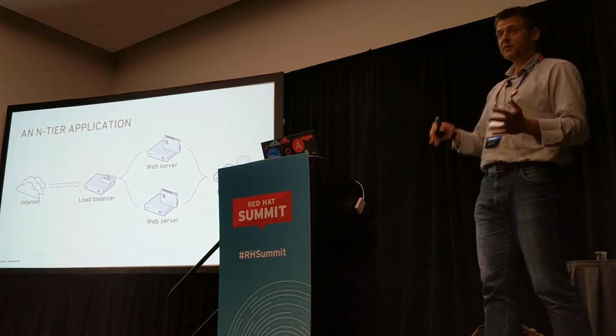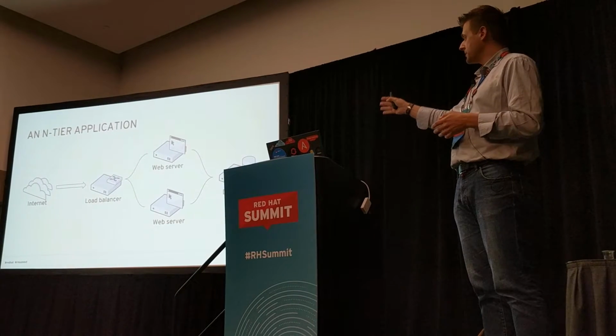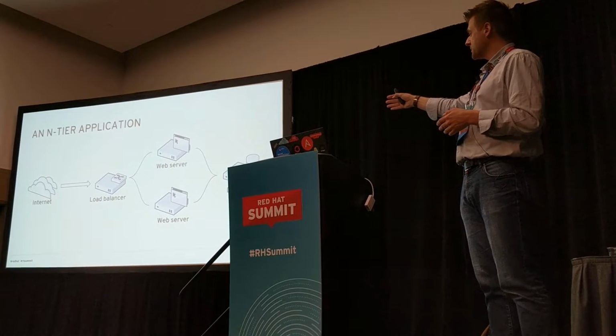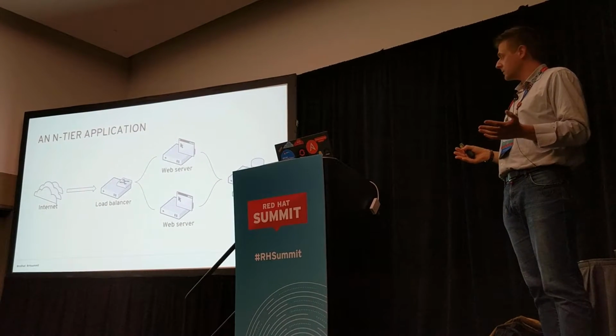For the people that were not familiar with the concept of an N-tier application, this is what I'll be talking about for the remaining part. So we have a load balancer, we have 2 web servers in between, then we have a database as a database tier. So it's basically a 4-server application, okay?